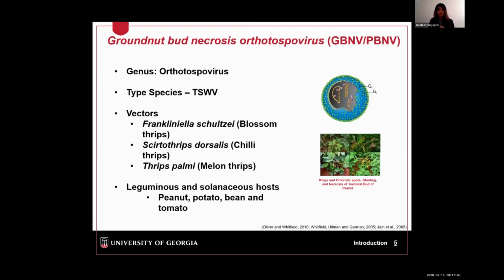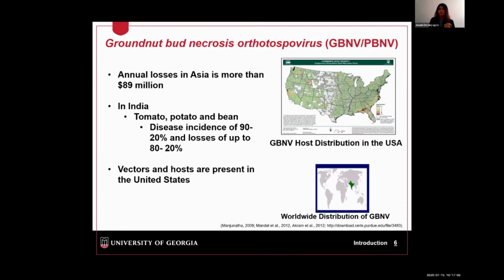For this genus, GBNV is efficiently transmitted by blossom, chili, and melon thrips. This also has a very wide host range, including leguminous and solanaceous hosts like peanut, potato, bean, and tomato. Why is this important in the aspect of quarantine? Because it causes a very high annual loss in Asia where it is currently present.